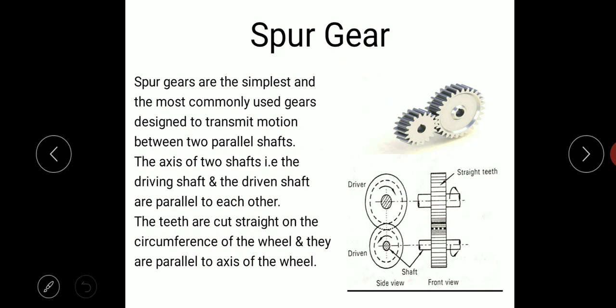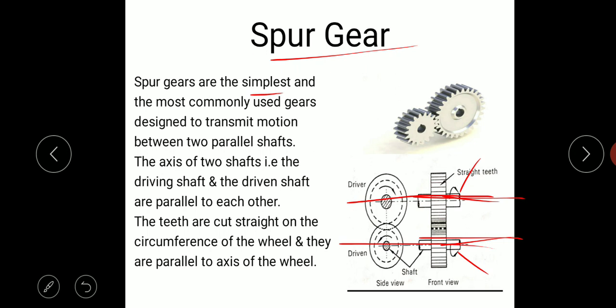The first gear is spur gear. Spur gears are the simplest and most commonly used gears, which are designed to transmit motion or power between two parallel shafts. In the figure you can see this is the driving shaft and this is the driven shaft. The axis of the driving shaft is parallel to the axis of the driven shaft.